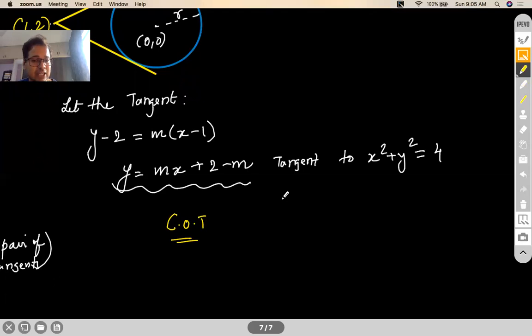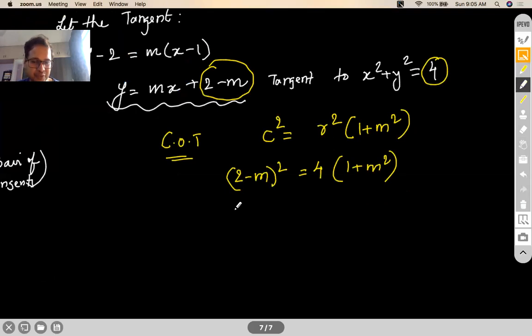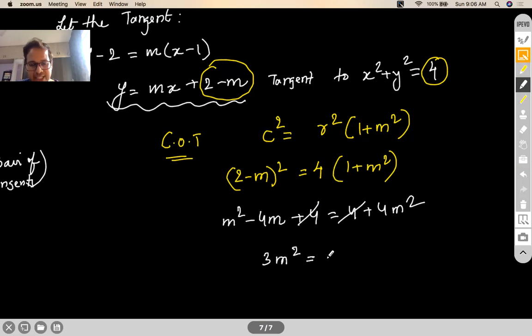Condition of tangency, if you recall, it is c square is equal to r square (1 plus m square). So c square in this case is this guy. This is your c for you, right? Is equal to r square. R square is this guy, 1 plus m square. If you see here, you will actually end up getting a quadratic in m. Let us try to solve for it. So clearly seeing here that you get 3m square is equal to minus 4m. So this gives you m value as 0 or m value as minus 4 by 3.